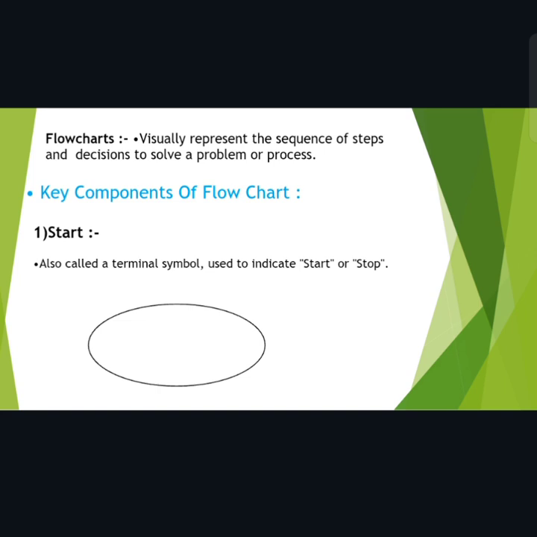So next is flowcharts and its key components. First let's start with the definition. Flowchart means visually represent the sequence of steps and decisions to solve a problem or process. A flowchart is a visual tool that shows the flow of an algorithm using symbols. It's great because you can see all the steps at a glance, including decisions and loops.